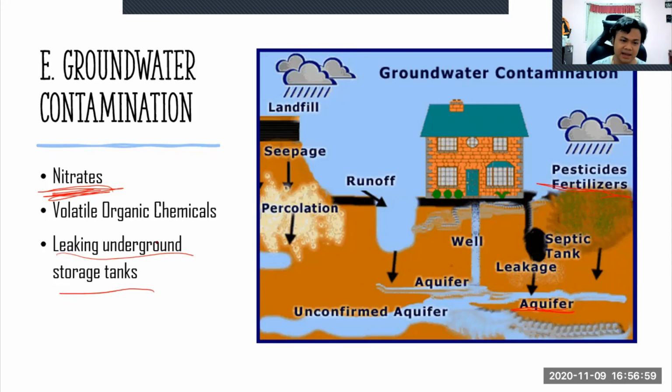And then volatile organic chemicals, usually these are things that are sprayed. One example of this is spray paint. Actually, you have seen a lot of examples of this in your book, so you can read this in your book. There are a lot of contributors to groundwater contamination, and I will not be dwelling on that.